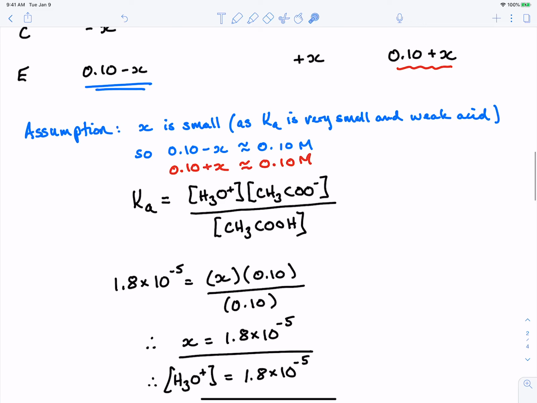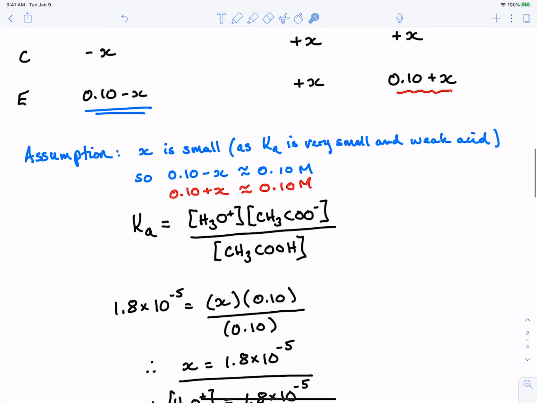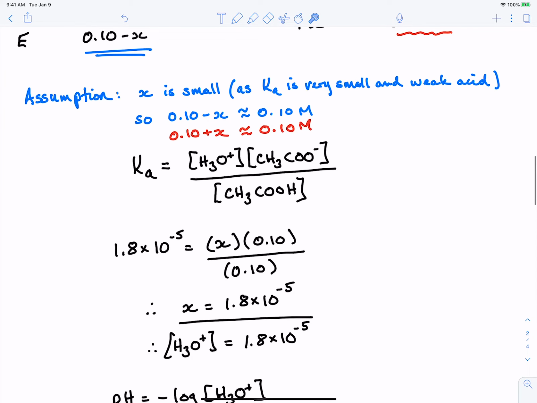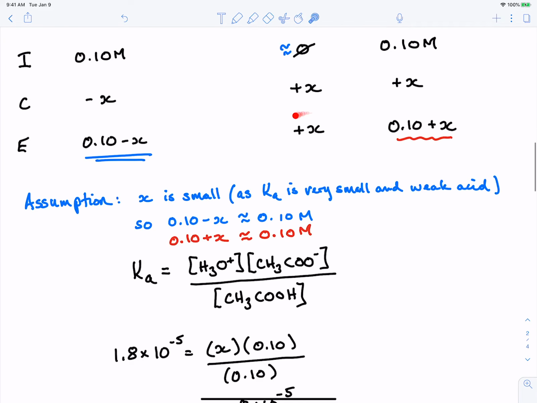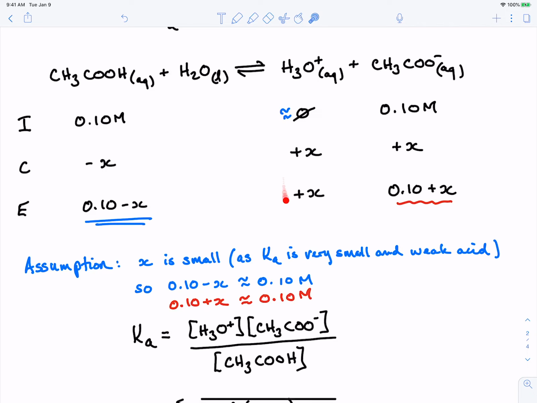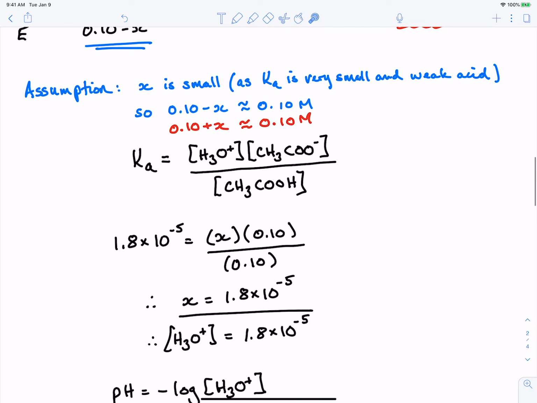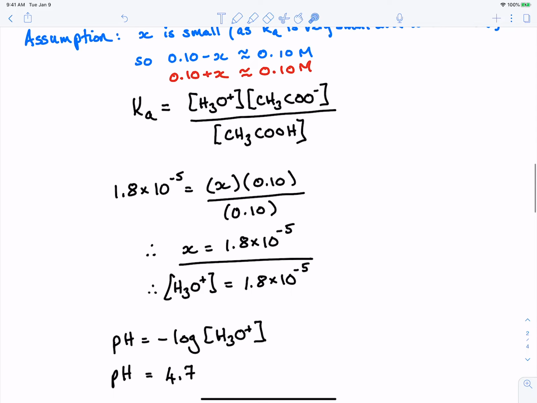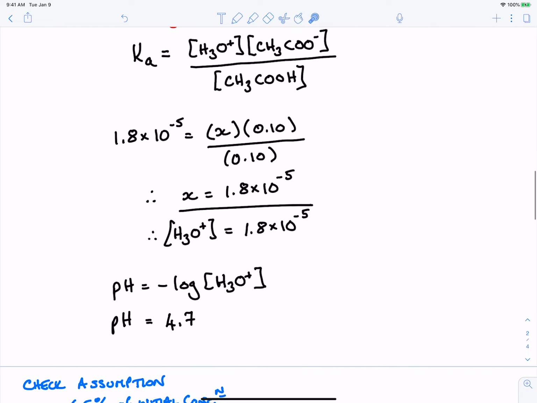And so if we do some algebra, we end up with the concentration of X equals 1.8 times 10 to the minus 5. Because X is the concentration of hydronium ion, the concentration of hydronium ion is 1.8 times 10 to the minus 5. What we're asked for is the pH of this buffer solution. By definition, pH equals minus log to the base 10 of hydronium ion. We plug hydronium ion in here, and we end up with a pH of 4.7.